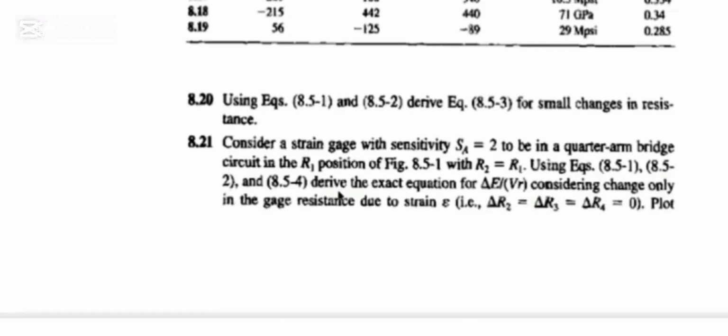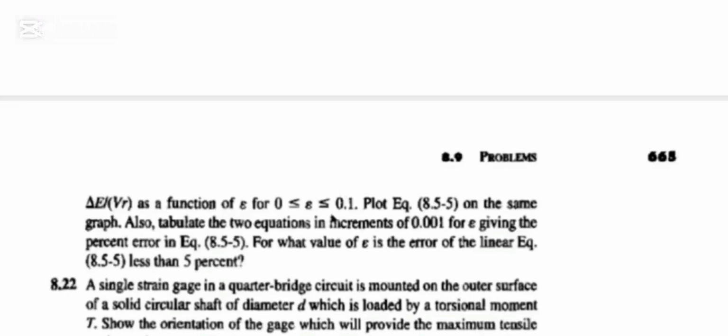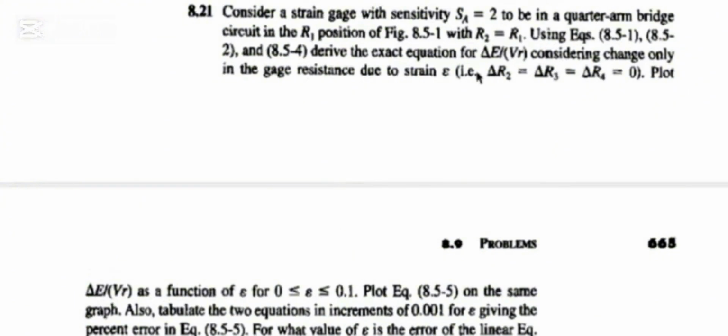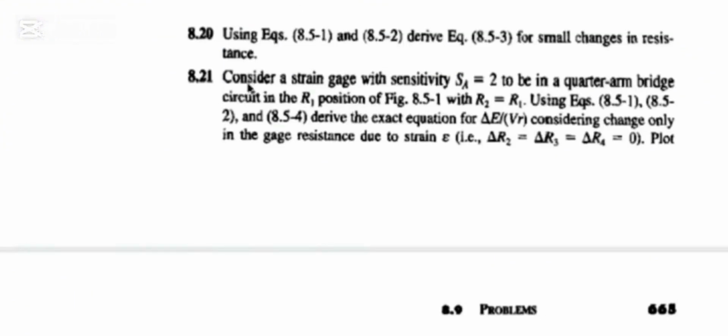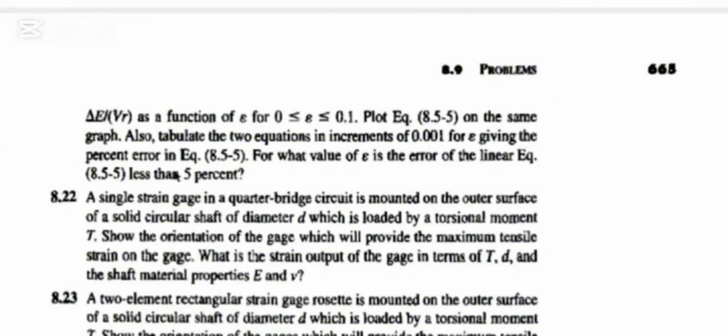So next here is this question. We just solved it, we just finished it today. This question 8.21 is similar to what we just solved earlier, but the only difference here is that the strain gauge is placed at the R1 arm of the Wheatstone Bridge. So in this case, our exact equation is going to be positive, right? And also our linearized is also going to be positive.